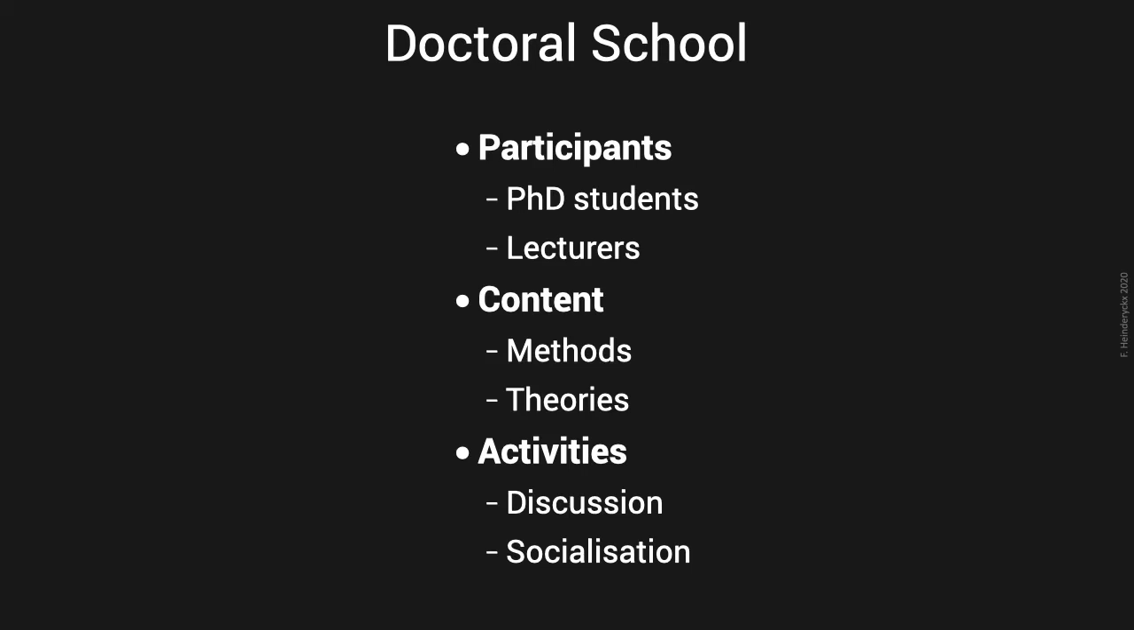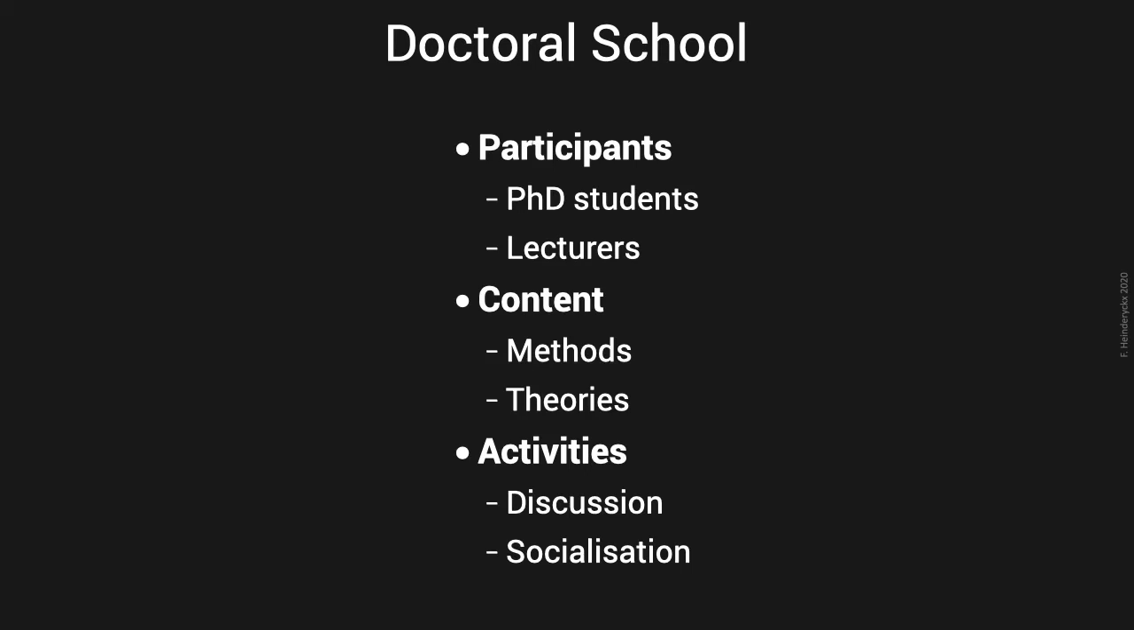Then it's all about content. Content itself is about methods and theories, and then there's a range of activities. Supposedly there would be a lot of discussion and a lot of socialization. So this is the typical bulleted list that one would do in presenting a doctoral school in its three core dimensions and two elements per core dimension. That's a typical bulleted list, a two-level bulleted list. And I think it's not optimal.